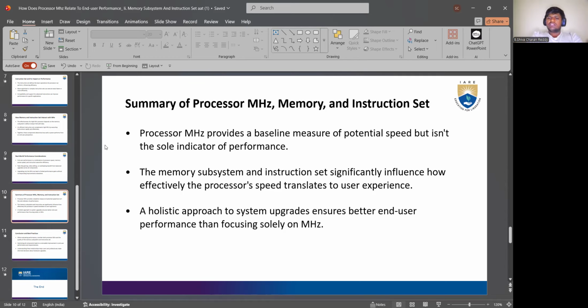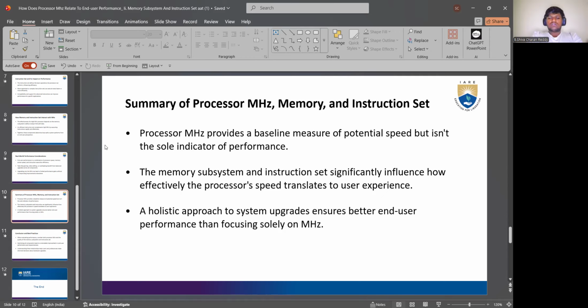The memory subsystem and instruction set significantly influence how the processor speed can be translated into our user experience. How we can get a better user experience depends on how the memory subsystem is and how the instruction set is, which will directly correlate to the user experience.